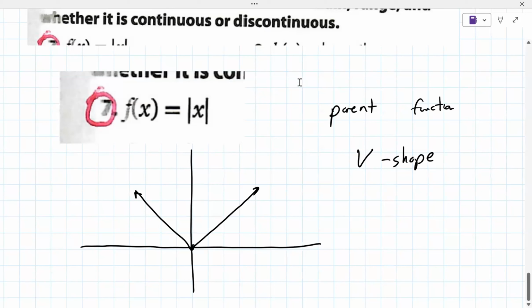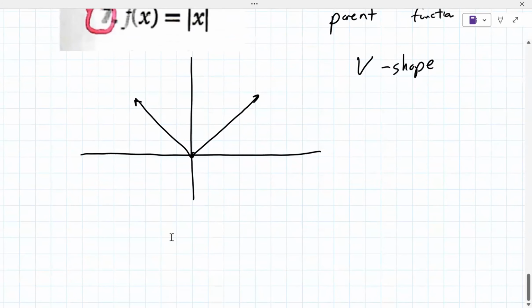All right, so we're asked to find the domain and range. So let's take a look at this. Domain are the X values. Is there any restriction? Is there anything that this can't be? Anything that you see that looks odd? And this has no restrictions. Its domain is minus infinity to infinity.